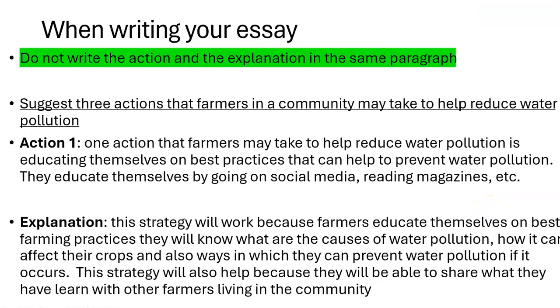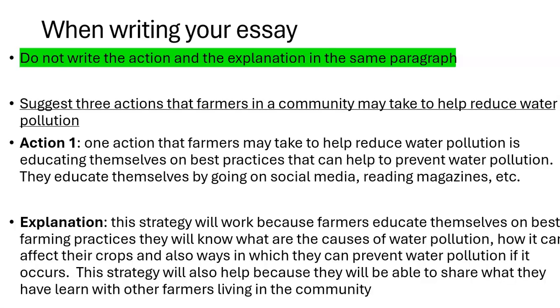When writing your essay, do not write the action and the explanation in the same paragraph. For example, suggest 3 actions that farmers in a community may take to help reduce water pollution. And this is a perfect example of what I was saying to you in the previous slides, where on your paper you will see action 1, where you will write your action, action 2, action 3, and the other 3 paragraphs, they will be your explanation for each action. So this is an example. Action 1.